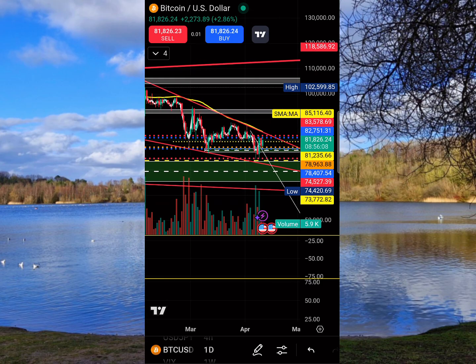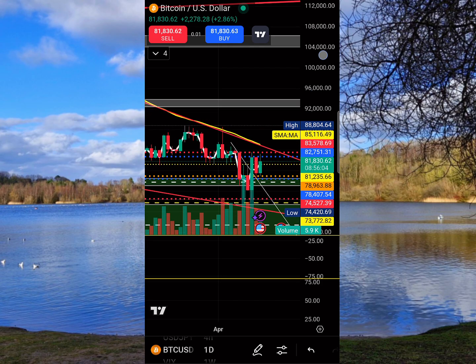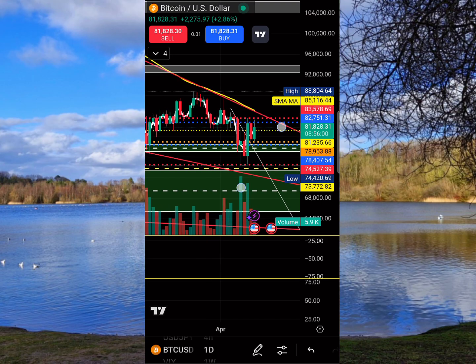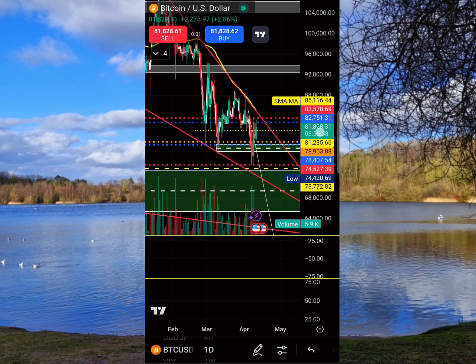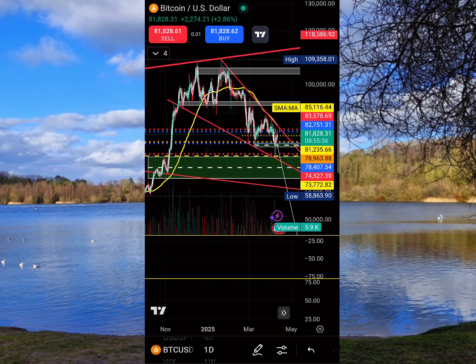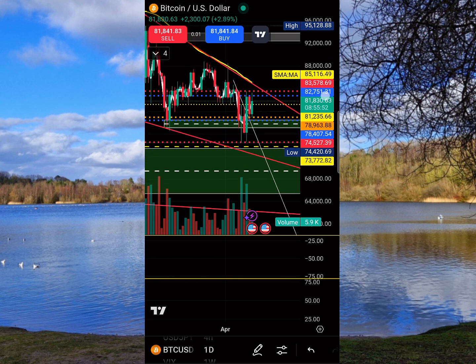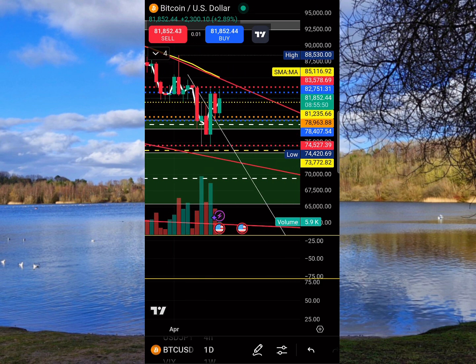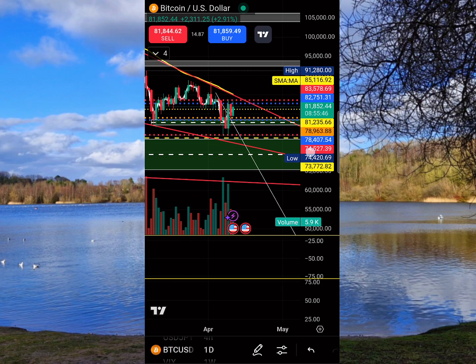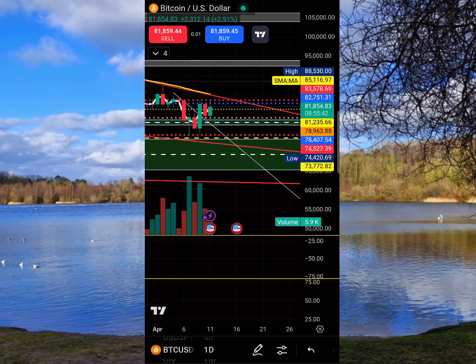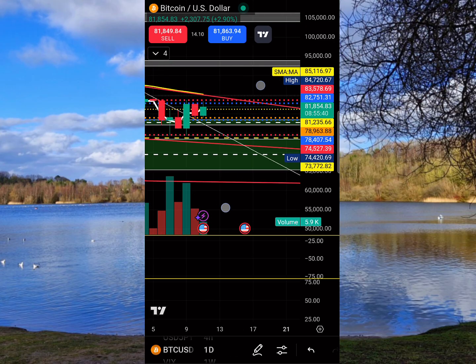Until we know what's happening with Trump tariffs and how that bears, you can see that it's literally just within this channel wedge and it hasn't really broken out of it. We're just bouncing off around 81, 82 to 83k, and it's bouncing between there and 74. So that's it on the daily.